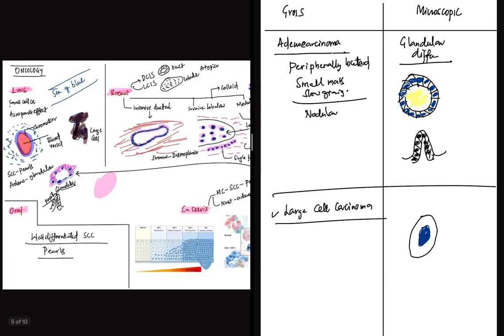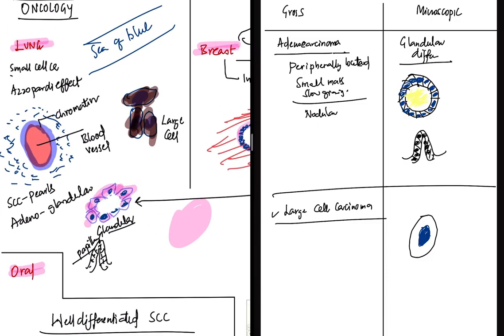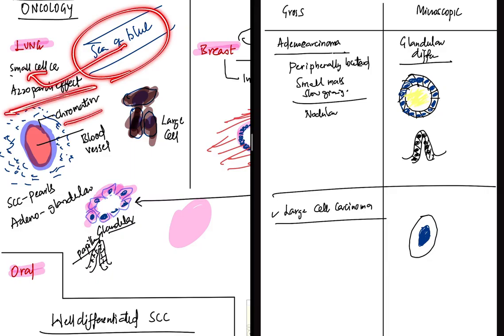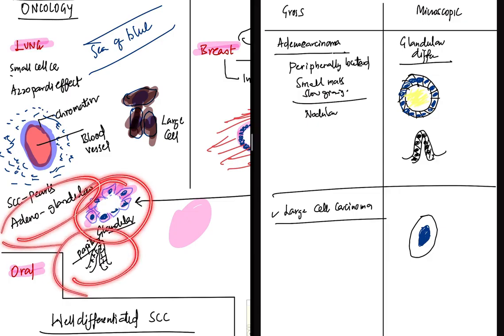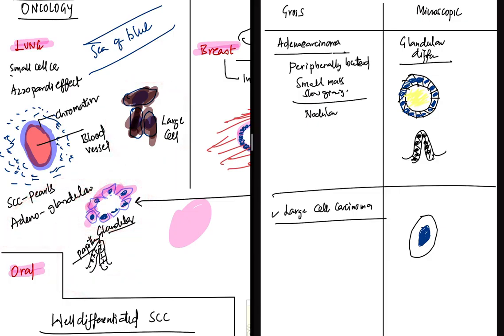The same thing with the help of an image. You see a sea of blue with small cell carcinoma, that is the Azzopardi effect. There is chromatin in a salt and pepper pattern, encircling the blood vessel. Whereas in SCC, you will see keratin pearls, as I told you. Adeno will have a glandular or papillary pattern. Large cell will have larger cells. That's it.